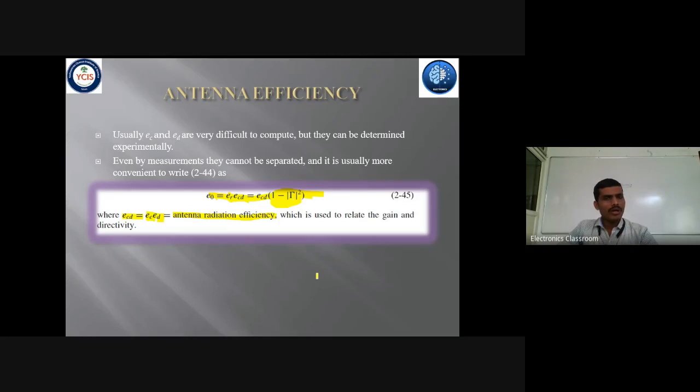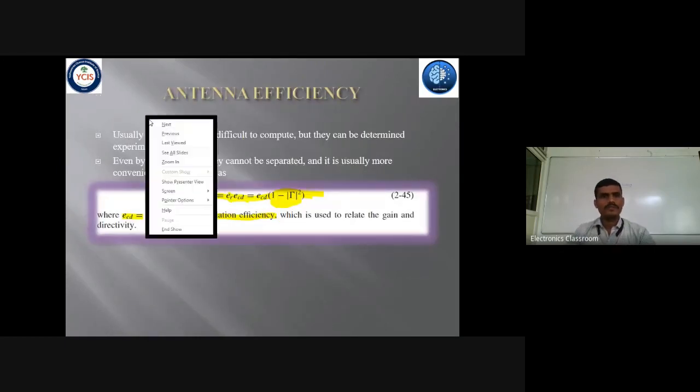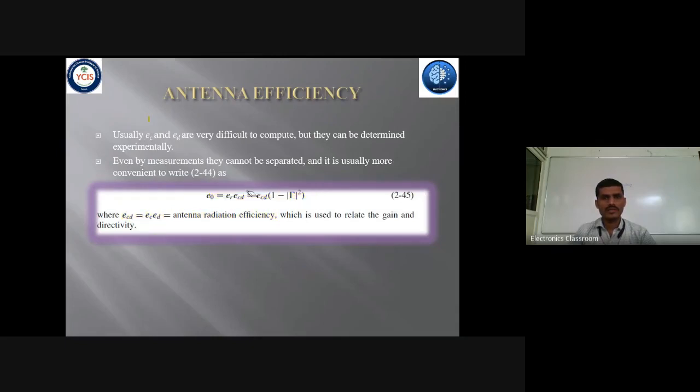Now, this is the most important part when we go to the gain of the antenna. There are a number of different points present at that time. These efficiencies are the most important part. So if you have any doubt, then you can ask. Yes. Is there any doubt related to the antenna efficiency?